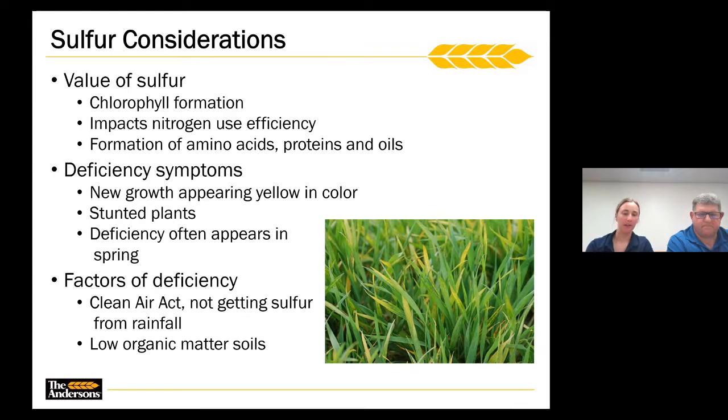And why do we experience these deficiencies? Well, we aren't getting it free from the air anymore because our air is cleaned up, which is really great for our lungs, but not so great for our crops. So we aren't getting that sulfur from rainfall, meaning we have to supplement it into our growing systems.